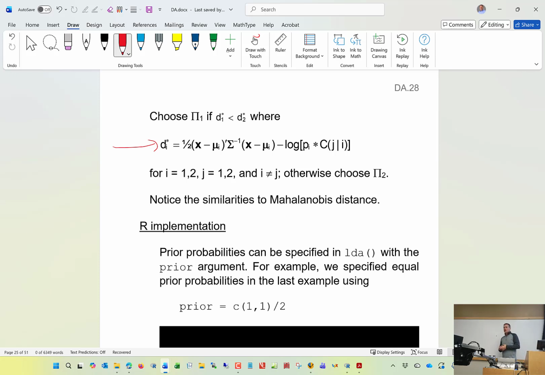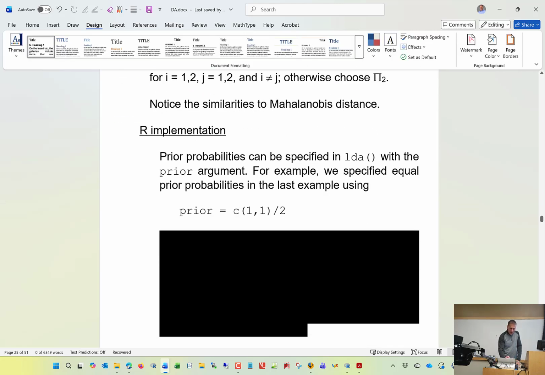Basically, what we can do is change the distance that we're using to be of this form here. Notice that essentially we have the same thing that we had before, but now we have the natural log of P sub I times the cost function. This simply allows you to take into account this extra stuff. Now, how can we implement this all in R? Some of it's easy, some of it's not.